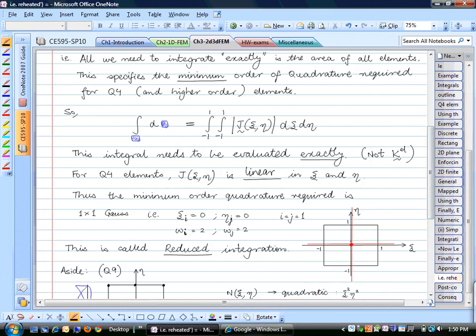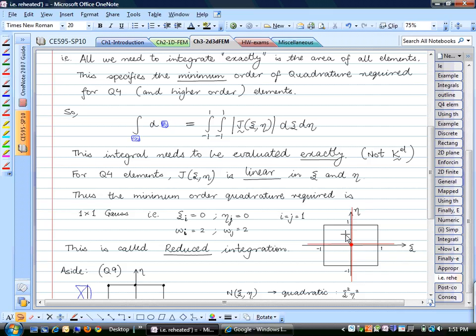If I use 1 Gauss point, it will integrate any linear function exactly. So if my function is linear in C and linear in eta, that means I can integrate this thing exactly with 1 cross 1 Gauss quadrature, which is a huge saving because you would have to do this integration for every element.